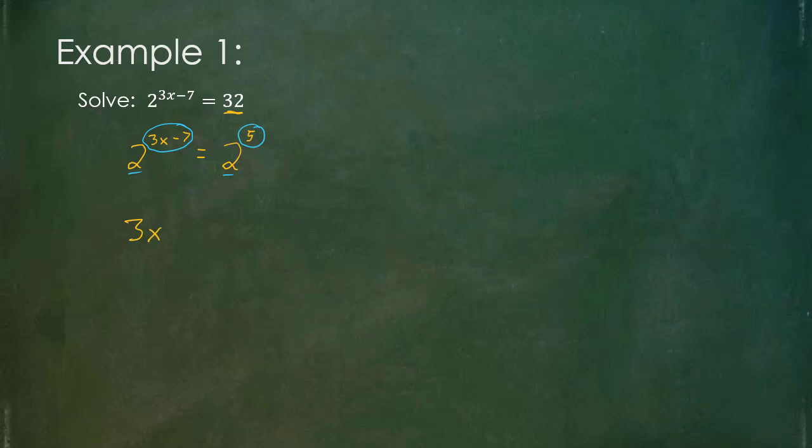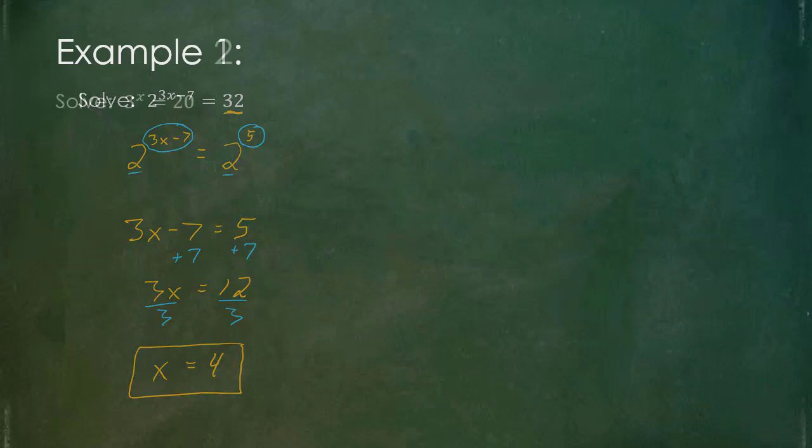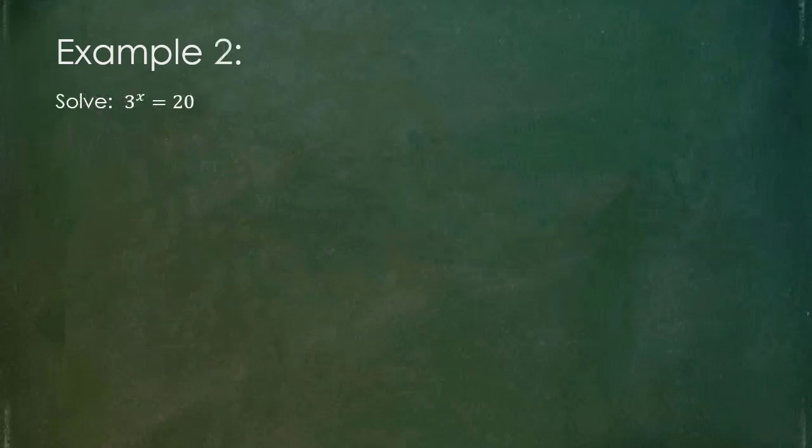So really at this point, I would just set 3x minus 7 equal to 5 and go through the steps to try and solve for x. So I would add 7 first, and then divide by 3 next, and arrive at my final solution of x would equal 4 for this particular equation. Go ahead and move on to example 2 here.